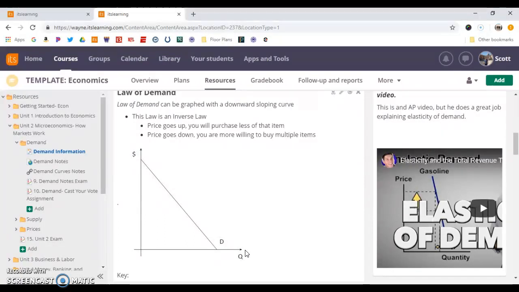Kind of think of it as like the cheeseburger at McDonald's. If the price goes lower, you're willing to buy more of them. But then if you start raising the price, then we'll look at buying alternatives.